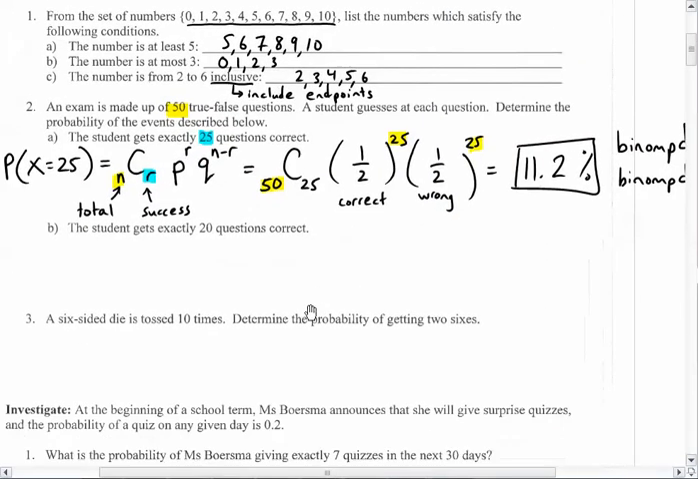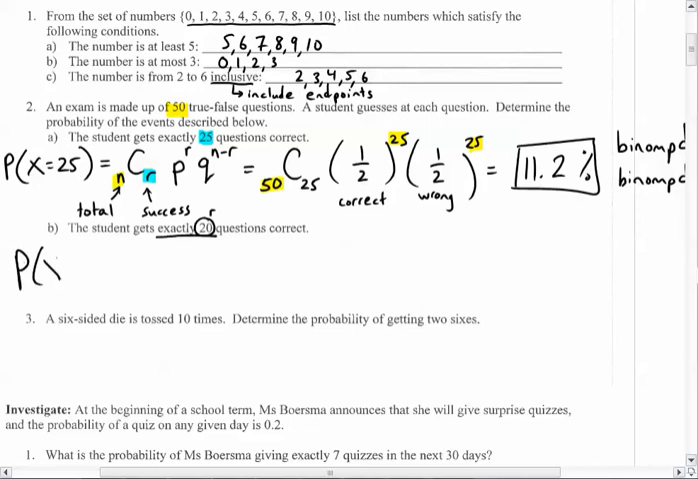Well, what's the chance that a student gets exactly 20 questions right? So we expect it to be a smaller probability. Most likely they're going to get half the questions right, but there might be a chance that they'll have a really unlucky day and only get 20 of their answers correct.